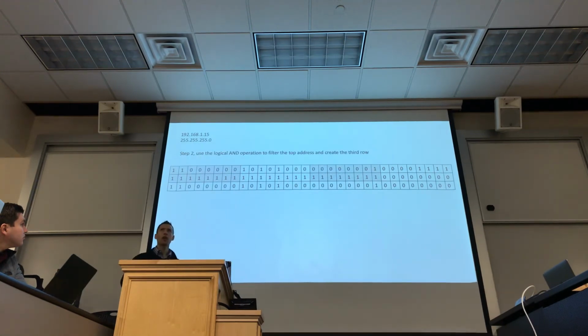Now, I do this thing called the logical AND. I multiply the two rows, and I create a third row. So wherever there's a 1 and a 1, it becomes a 1. Wherever there's a 0 and a 1, it becomes a 0. That's my logical AND.